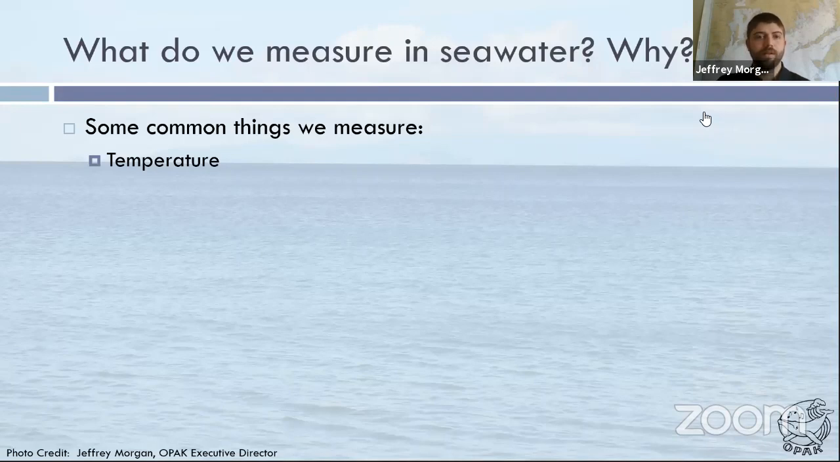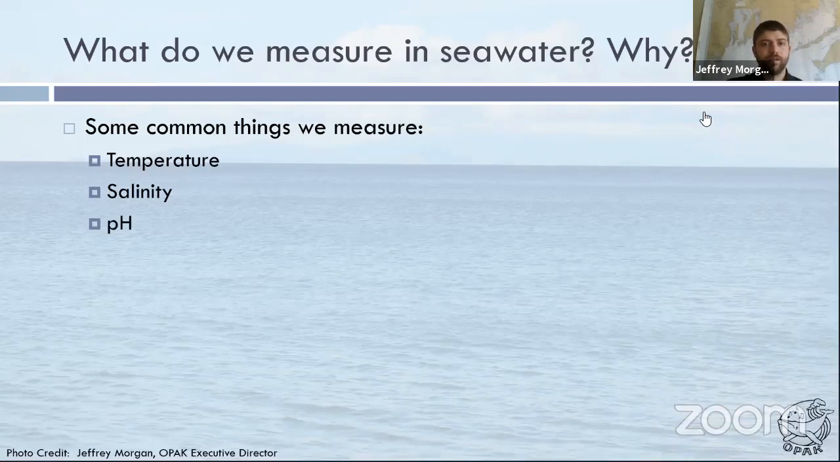Temperature. So why is it important to measure temperature? Think about ourselves as humans. We like to have an ideal climate. There are many organisms in the ocean that with small temperature changes can no longer survive. Salinity, which we've mentioned, salinity drives density and density drives currents. And if our currents slow down, our climate can change. So salinity is really important to pay attention to.